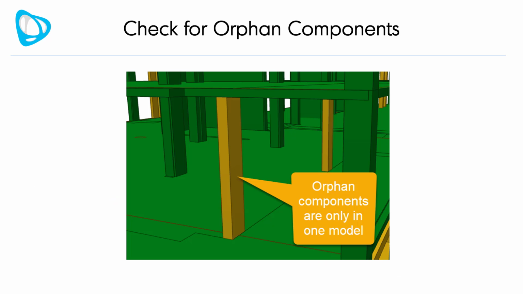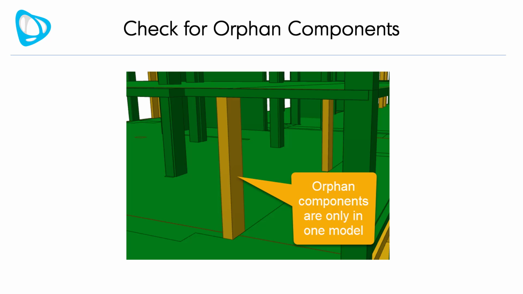Once we've configured the pairing, the next step the program goes through is it tries to identify what we call orphan components. So orphan components are components that didn't meet any of the prior pairing criteria. So in this case, we're looking at a column here that is just completely unmatched. It only exists in one of the models. Everything else that's green is already matched.